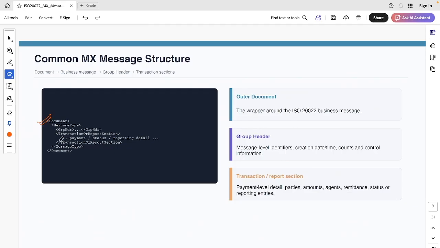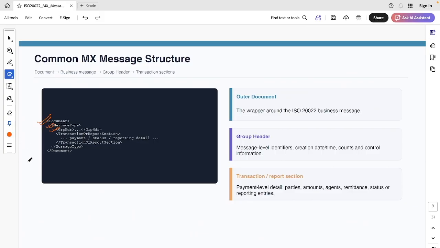Inside that, you will find the specific business message type. For example, pacs.008, the main body is the FI to FI customer credit transfer. That simply means the financial institution to financial institution customer credit transfer. Inside the message, you will see the group header. The group header contains your message level control information, such as the message ID, the creation date and time, the number of transactions, settlement information, and sometimes totals.